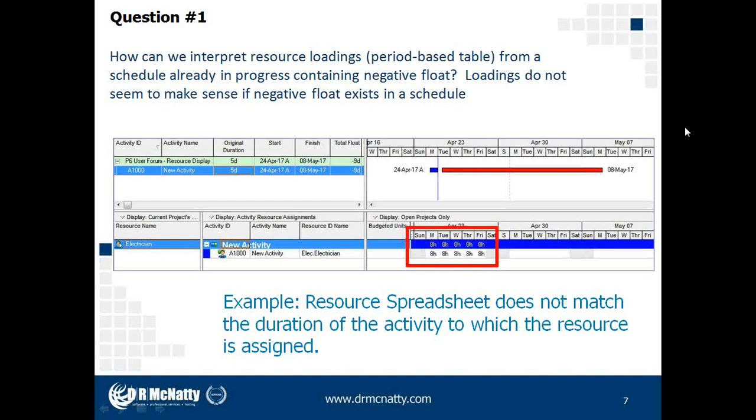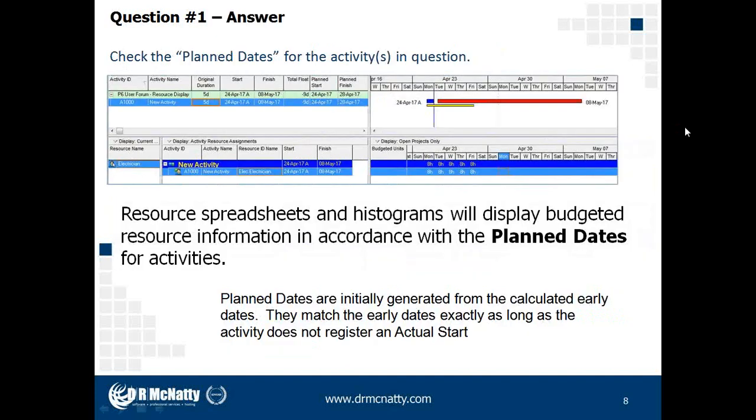Here's an example of an activity spreadsheet where the duration of the activity extends beyond the resource. The potential answer, I believe, lies not so much within the float value, be it positive or negative, but within the planned dates. Budget items in P6, when we're looking at budgeted units, are going to be displayed in a time-distributed fashion in accordance with the planned dates. Planned dates are initially generated from the calculated early dates, and they will match as long as the activity has not registered an actual start.